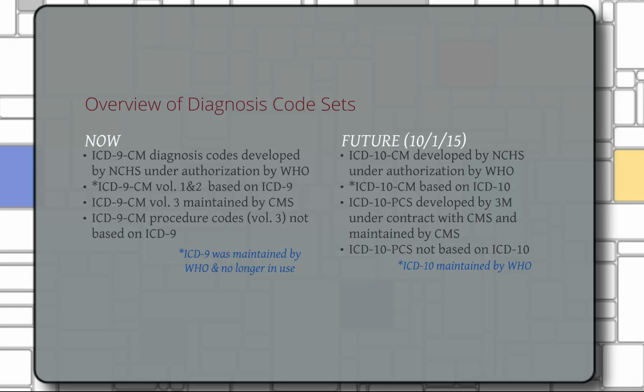ICD-9-CM Volumes 1 and 2 are based on ICD-9, and they contain the list of diagnosis codes and the index to the code set. ICD-9-CM Volume 3 is actually a procedure code set developed by CMS, and it is not based on ICD-9. ICD-9-CM procedure codes are used by hospitals. ICD-9-CM Volume 3 will be replaced by ICD-10-PCS effective with encounters on or after October 1st, 2015.